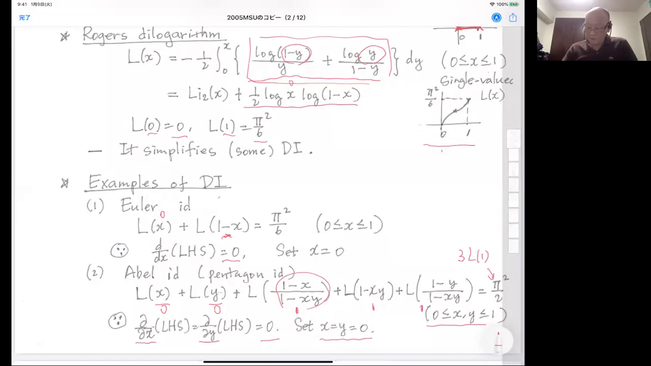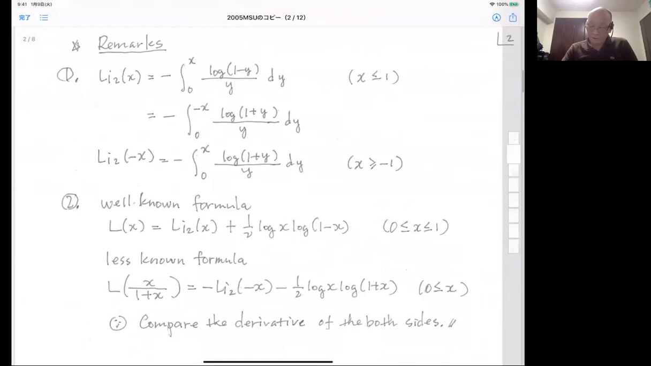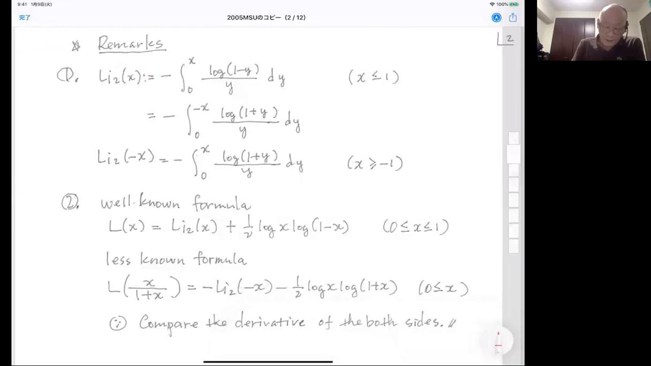Now I explain two additional facts about the dilogarithm function, which are important to my story. So I just recall this is the definition, the integral expression. And I somehow would like to change this minus sign to a plus sign. To do it, you just change your integral variable from y to minus y.